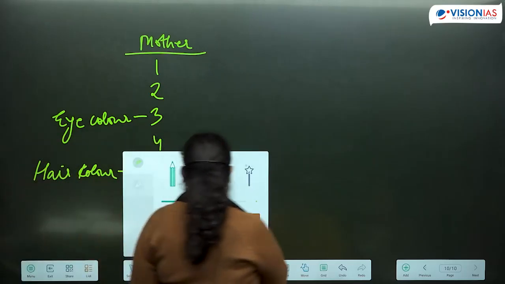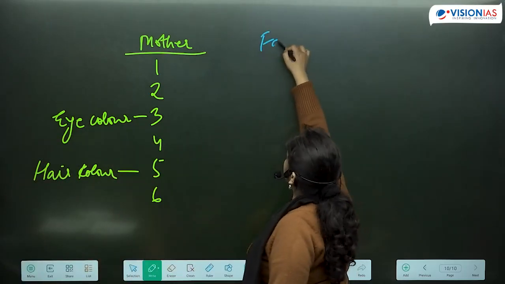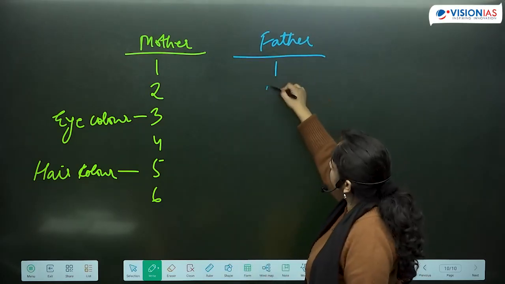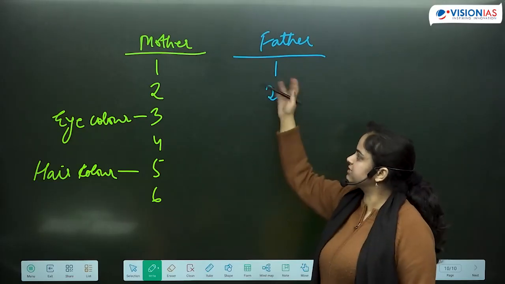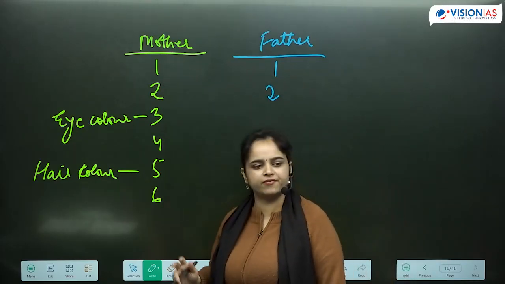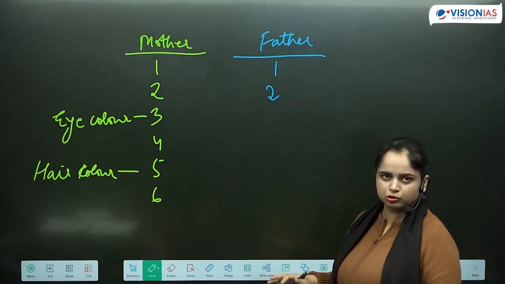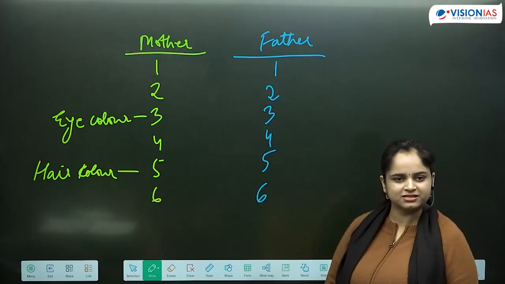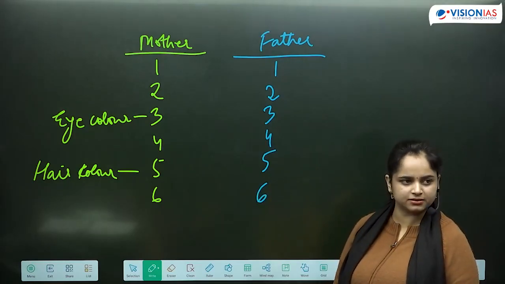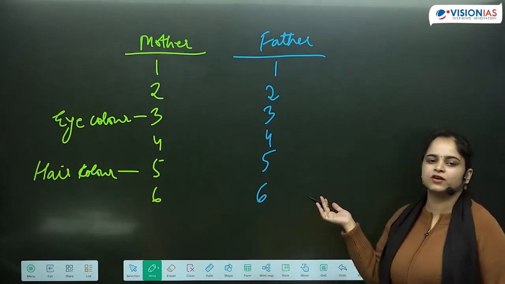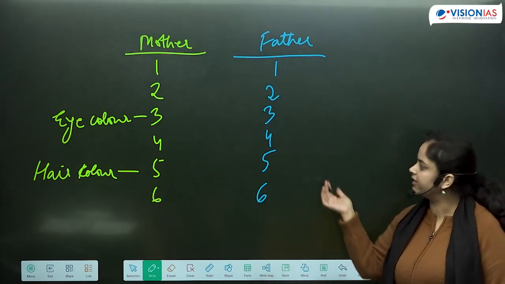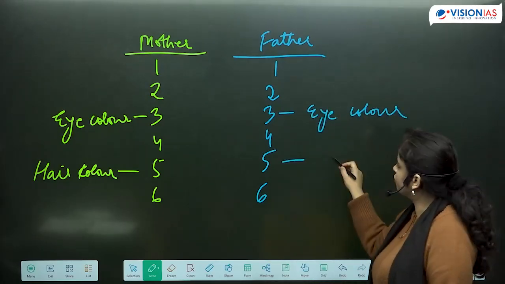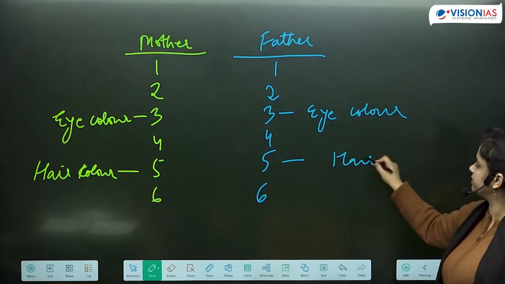Now if we start checking for the father, कि father के भी chromosomes लेकर we start arranging them, what we find is, again, there is a chromosome which looks just like chromosome number 1 of mother, so that's also chromosome number 1, and similarly you have all the other chromosomes, same structure, same shape, same size. Further, when we go deeper into studying the genes, we find कि chromosome number 3 पे यहाँ पे भी eye color का gene है, chromosome number 5 पे hair color का gene है.